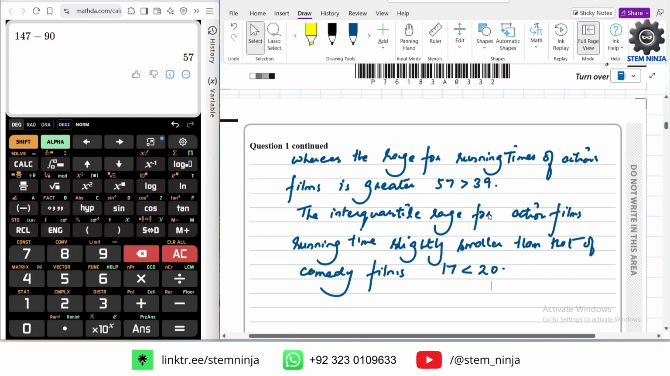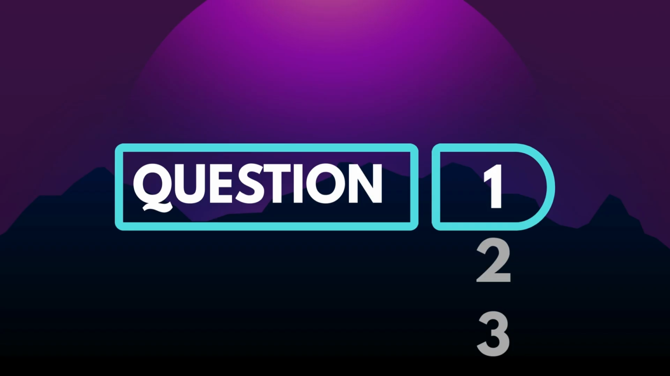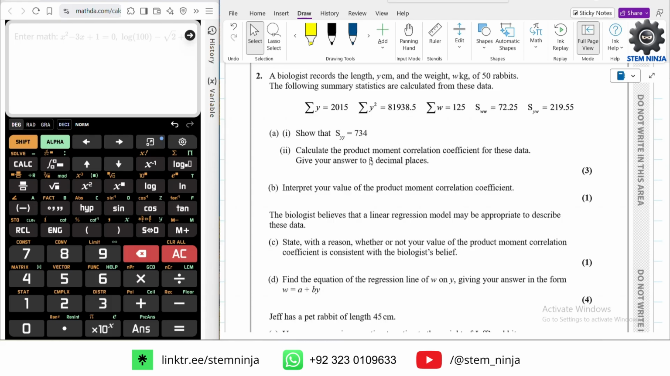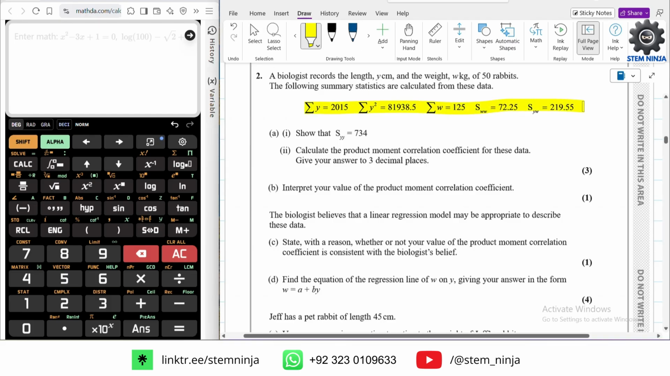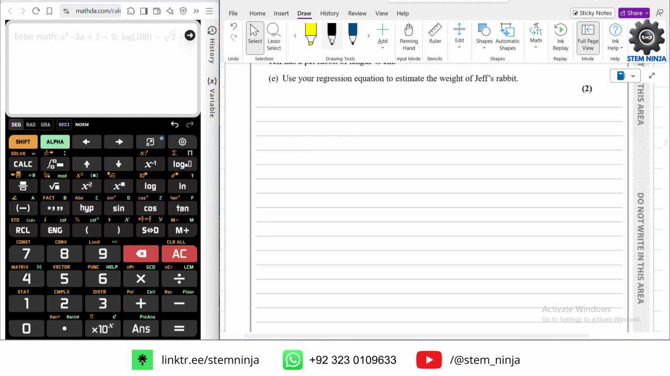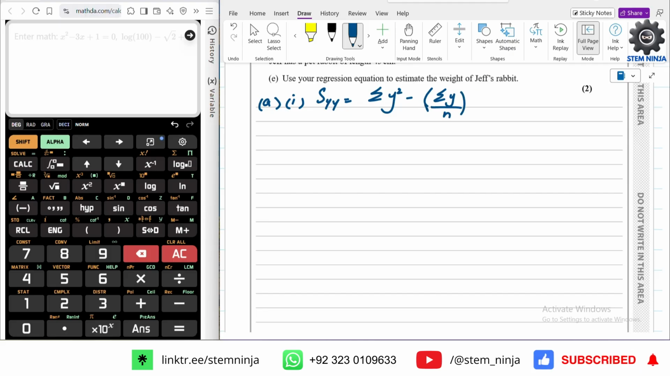Alright, so that's it for the first question. Let's move on to the second one. Question number 2. A biologist records the length y centimeters and weight w kgs of 50 rabbits. The following summary statistics are calculated from the data. Okay, show that SYY is 734. So SYY, which is related to the variance of the y variable, is sigma y squared. You can check the formula booklet for this also. However, you need to learn how to memorize these also.